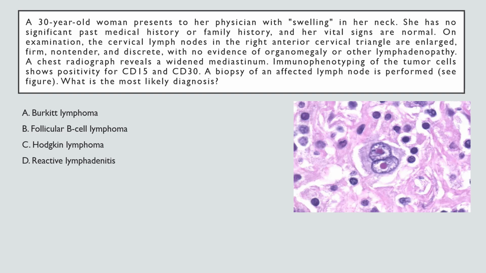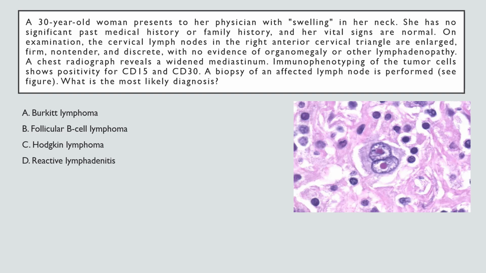A 30-year-old woman presents to her physician with swelling in her neck. She has no significant past medical history or family history, and her vital signs are normal. On examination, the cervical lymph nodes in the right anterior cervical triangle are enlarged, firm, non-tender, and discrete with no evidence of organomegaly or other lymphadenopathy.